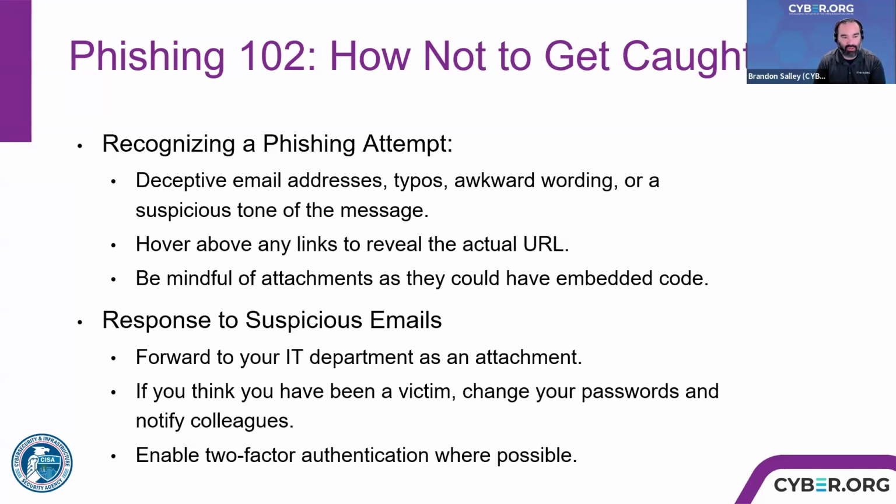And they sent out emails trying to get people to click on things. But with deceptive email addresses, look for typos, awkward wording, or the tone. Nowadays, since AI is, like I said, making things harder to recognize, and they're getting craftier and craftier at making things look legitimate, look at the tone of the message. Are they trying to push you towards doing something, having that sense of urgency, things like that?